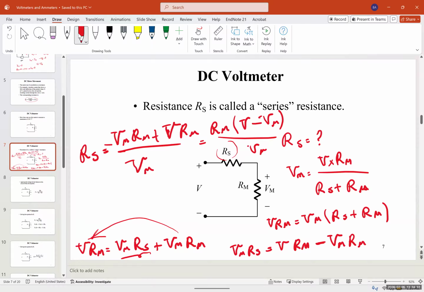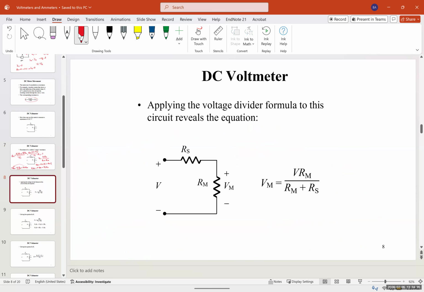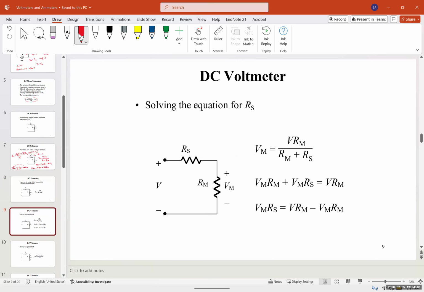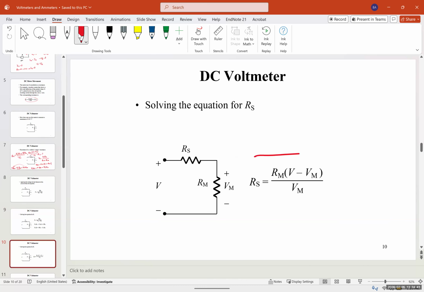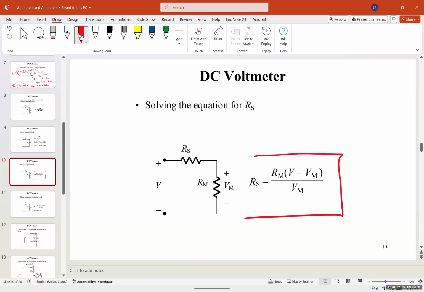I think I've already included the proof over here. So Vm is going to be V Rm over Rm plus Rs, and we move it to the other side. And finally, Rs is going to be Rm times V minus Vm over Vm. So if we have the voltage of the source and the meter, and we also have the meter resistance, we can find Rs.